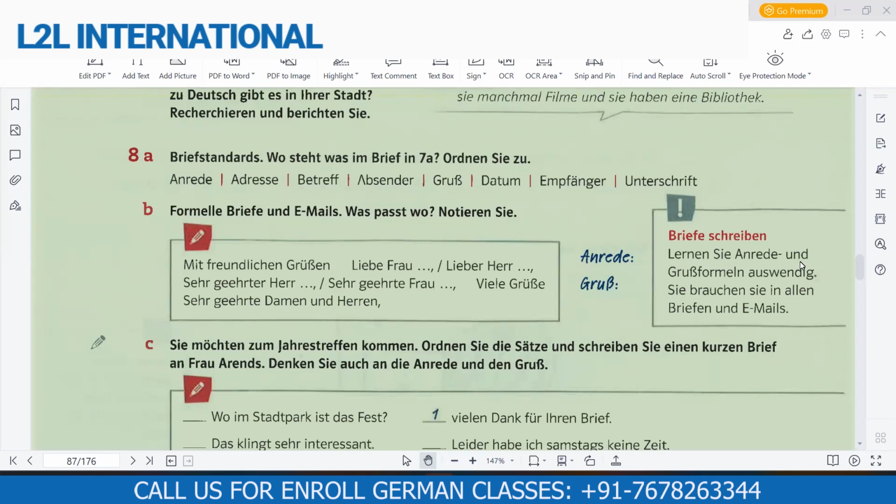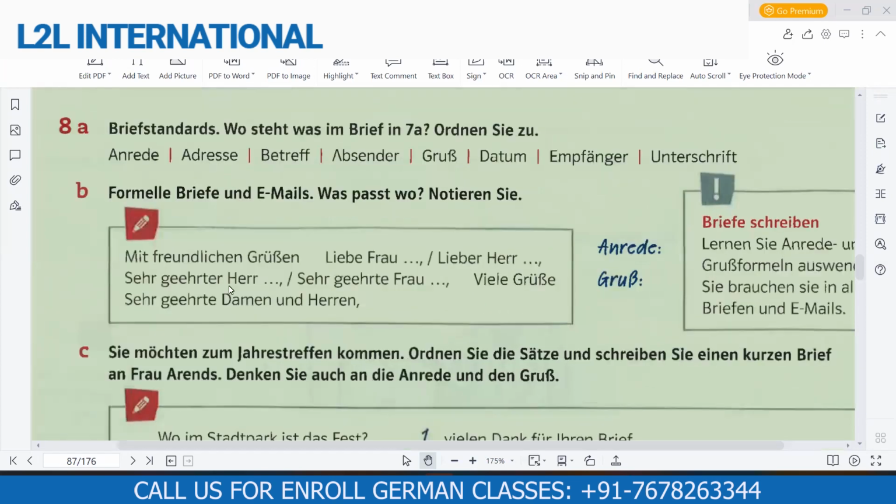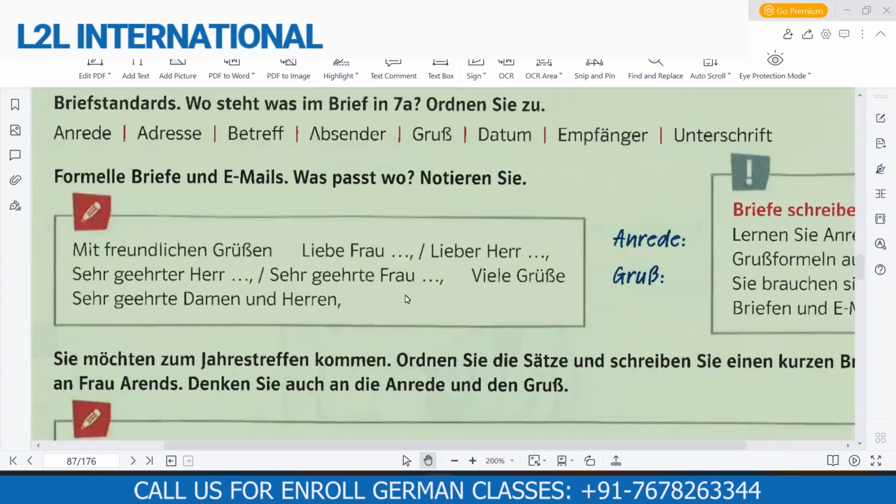Can you repeat where we have to put Anrede and Gruß? These are some few sentences here. Which sentence would go in the Anrede section, and which will go in the Gruß section? You have to categorize. Okay. You have to guess.